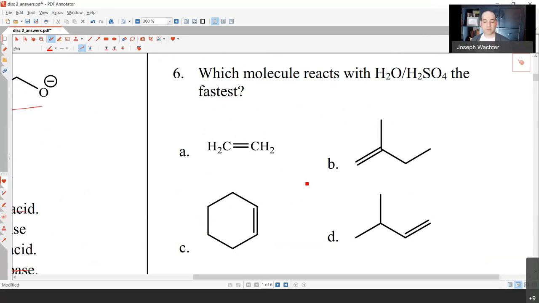Okay, which molecule reacts with water and sulfuric acid, the acid-catalyzed hydration, the fastest? So what controls the kinetics of this type of reaction? It's going to be the carbocation formation. Whatever's going to form the more stable carbocation, that's what controls the rate. So in this case, that's going to be B, right? Because that first step of the reaction forms a tertiary carbocation. A would form a primary, C a secondary, and D a secondary. So B is going to be the fastest reaction.